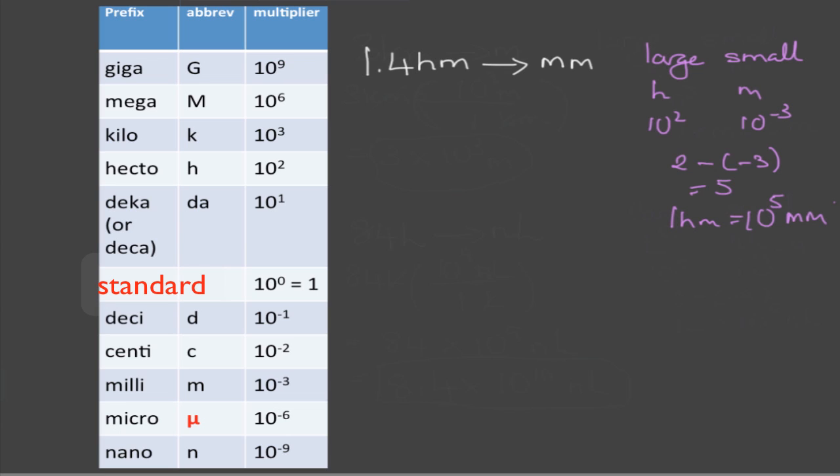Working the conversion, 1.4 hectometers, we must have hectometers in the denominator, millimeters in the numerator. 10 to the 5 goes with the millimeters, and so the hectometers cancel. We have 1.4 times 10 to the 5 millimeters.